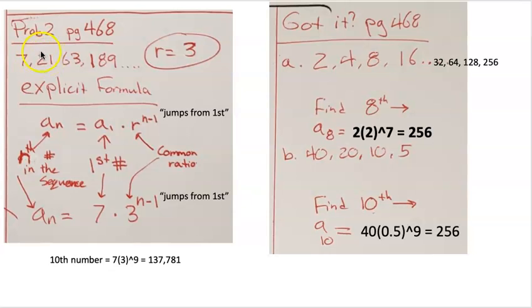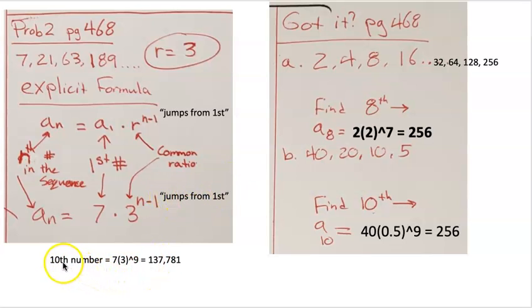21 is the second number. First number, second number. 21 is the second number in the sequence. So if you put a 2 right here, 2 minus 1 is 1. 7 times 3 to the 1 is 21. So again, that's why I think of it as jumps from the first.